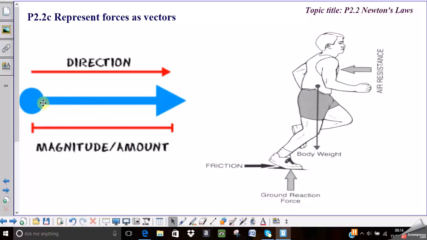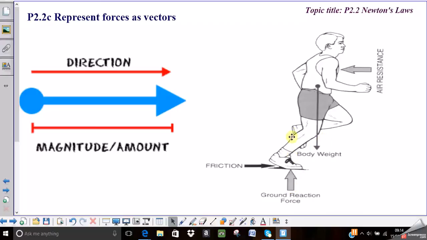The same thing here. Let's remember, the length of the arrow means the amount, the magnitude, the value, how big the force is, and then the tip of the arrow is the direction, and the start of the arrow is the origin, where the force is starting from. Now, as this person is running, there is the body weight that's pulling the person down. That's the pull from the earth.